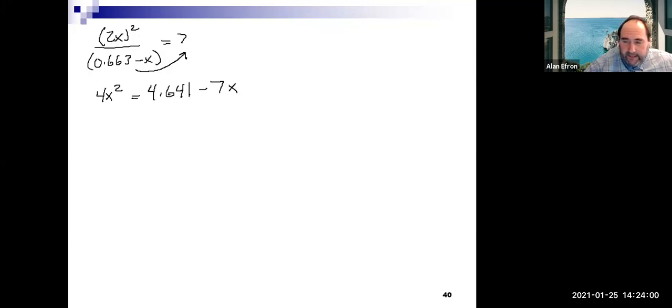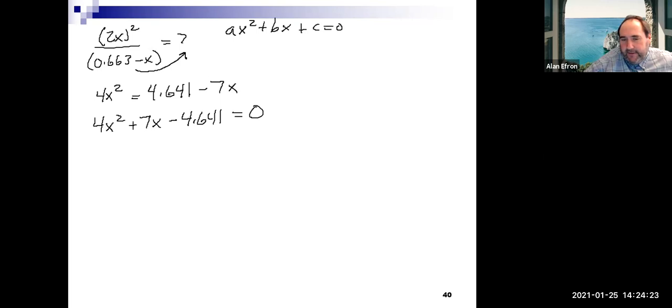At this point, we could combine everybody to the same side. So this is going to be 4x squared plus 7x minus 4.641 is equal to 0. Perhaps you recognize this from math, maybe. This is what is referred to as the quadratic equation, which has that quadratic formula. A very common way that we need to solve these problems is to use something like the quadratic formula.